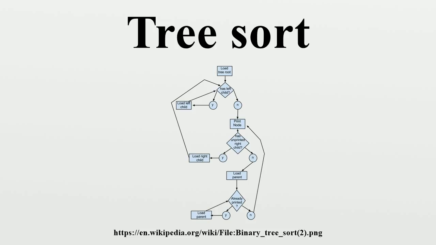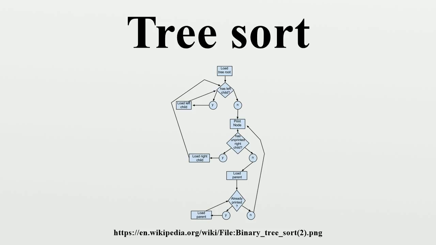Efficiency. Adding one item to a binary search tree is on average an O(log n) process, so adding n items is an O(n log n) process, making tree sort a fast sort. But adding an item to an unbalanced binary tree needs O(n) time in the worst case, when the tree resembles a linked list, causing a worst case of O(n²) for this sorting algorithm.